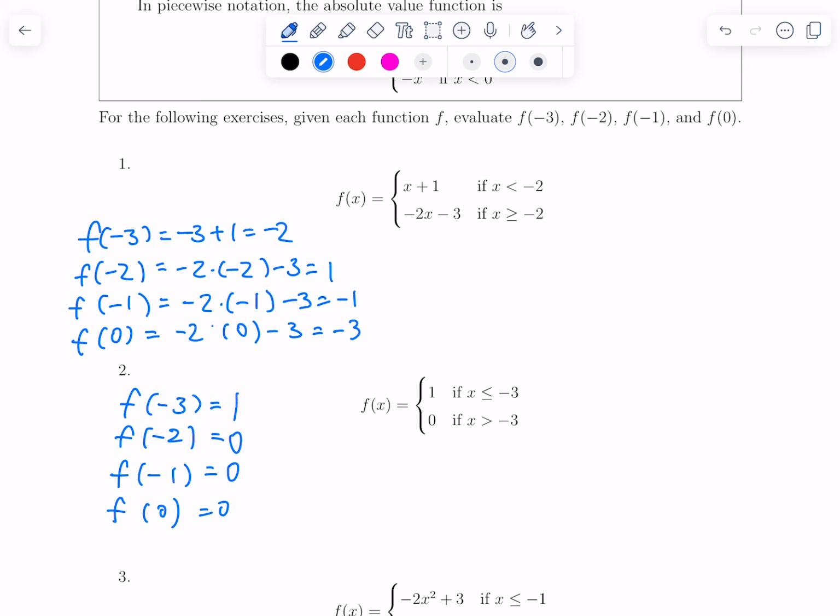So basically, the function just looks like this. Draw a coordinate table. Here is negative 3. If x is less than negative 3, just a straight line. If it's greater than negative 3, another straight line. So that's what the function looks like.